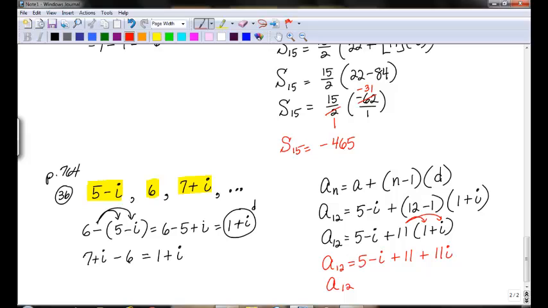I know you did this in Algebra 2, combining the like terms with the i values. So the reals, 5 plus 11, you have to look at the signs in front. So 5 plus 11 would be 16. You have a negative 1i plus 11i, that's 10i. And that's as far as you can go. You can't simplify that anymore. So the 12th term would be 16 plus 10i. Don't let the i values scare you off. You still work with those.